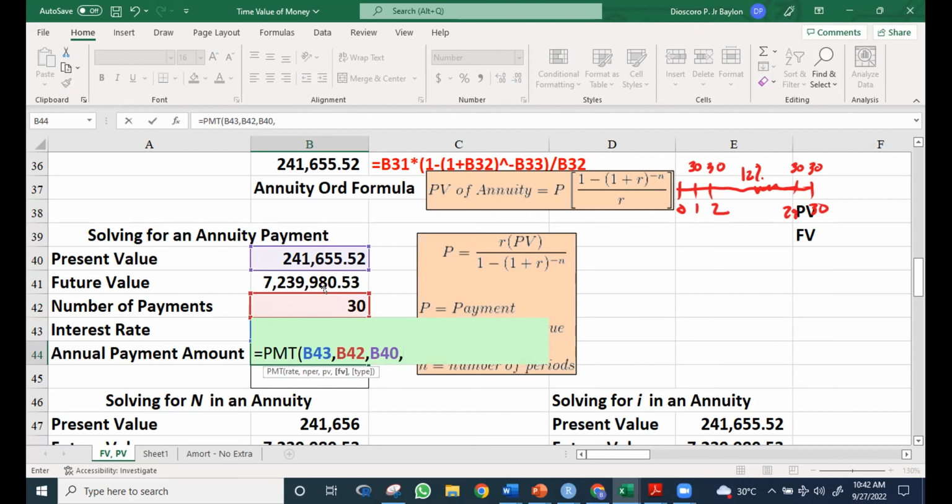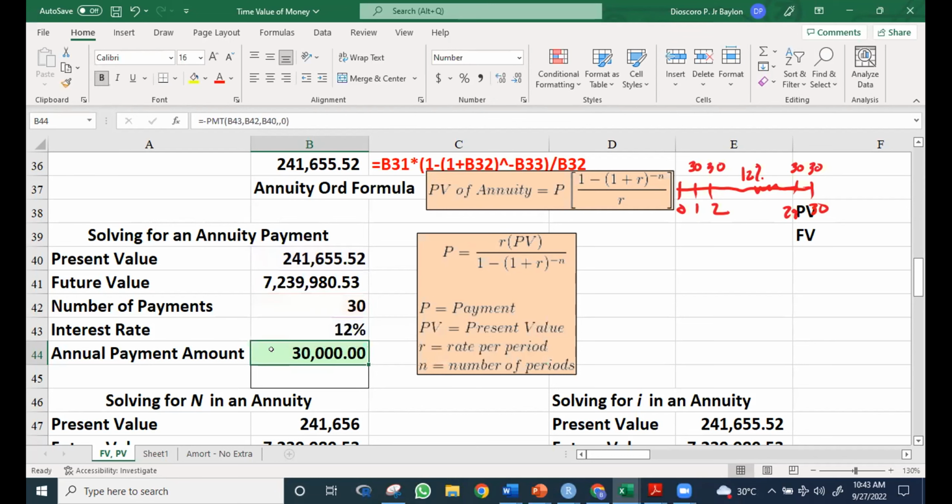Okay, otherwise, you're saying that these are different cash flows. These are just equivalent cash flows. So either use the present value to compute for your PMT, or you use your future value to compute for your PMT. Okay, so let's just use the present value. So no future value and then comma, this is an annuity ordinary 0. And then I'm sure we'll be getting a negative answer. So let's put a negative there. There, 30,000. Okay.